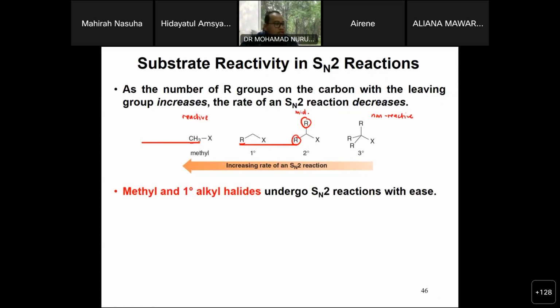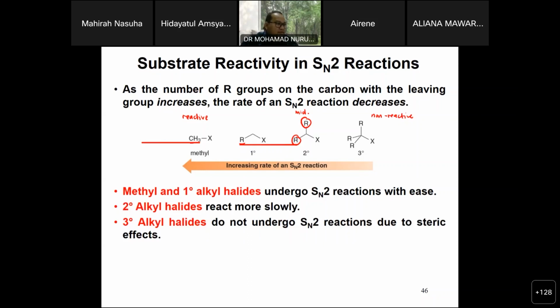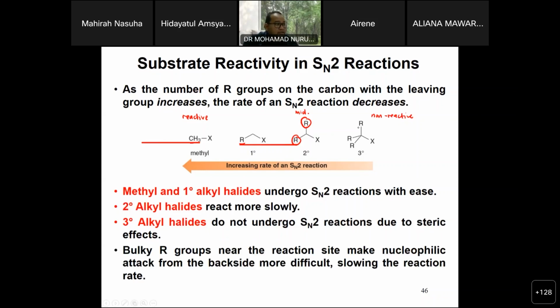So as usual, this is the common conclusion. Okay. So methyl and primary alkyl halides will go easily for SN2 reactions, but you have to consider what type of nucleophile and also what the solvent is, whether they are protic or aprotic. So don't forget about these terms. Okay. So the secondary alkyl halide will react more slowly. Meanwhile, the tertiary alkyl halide does not go for SN2 reaction due to steric hindrance, because this is the bulky effect, so it doesn't go to any substitution reactions.